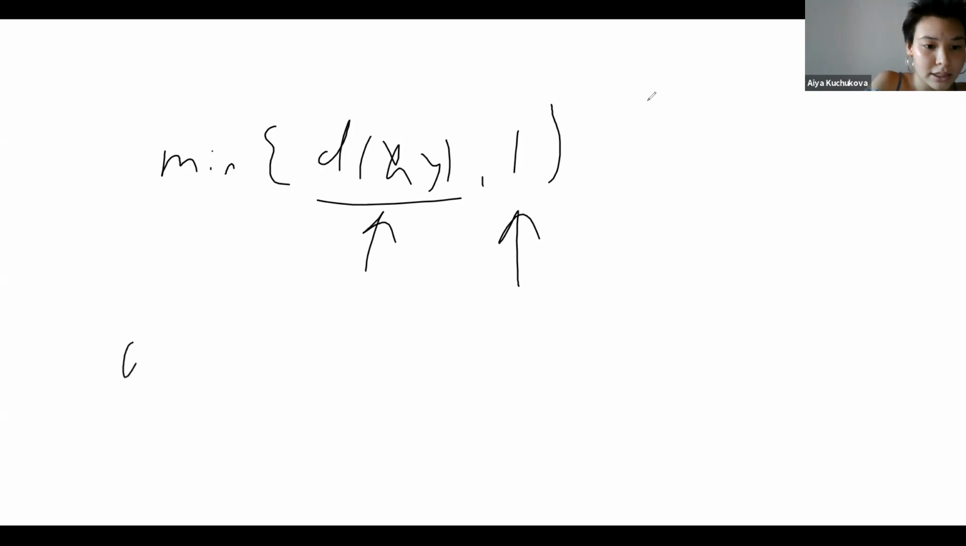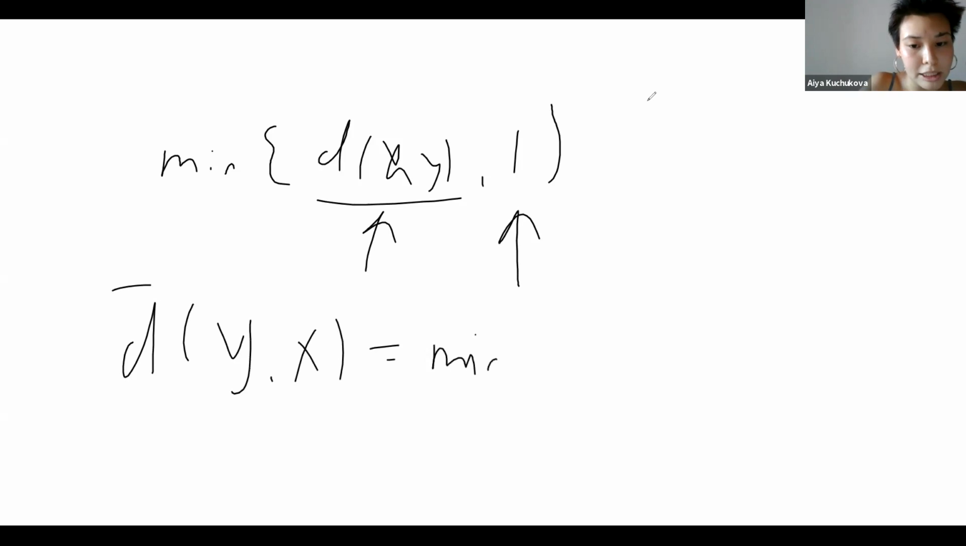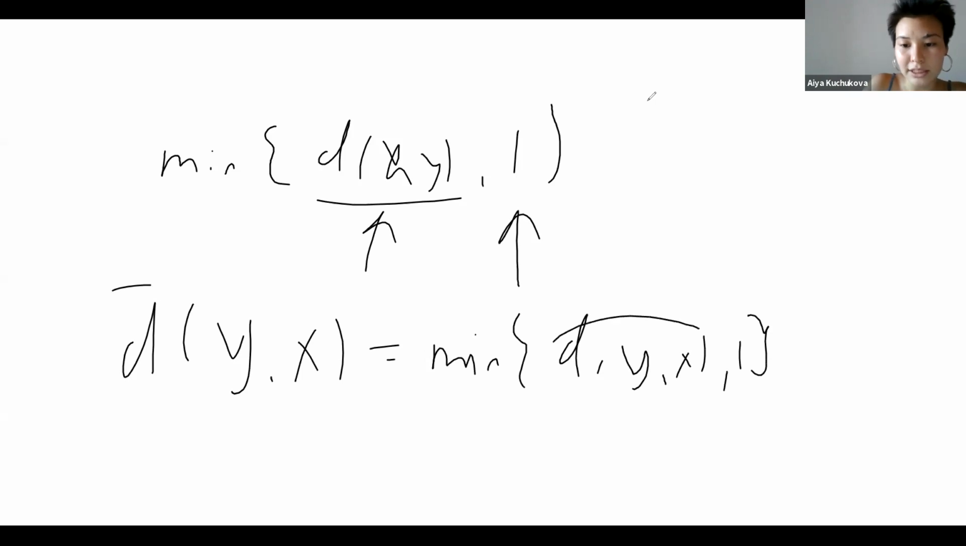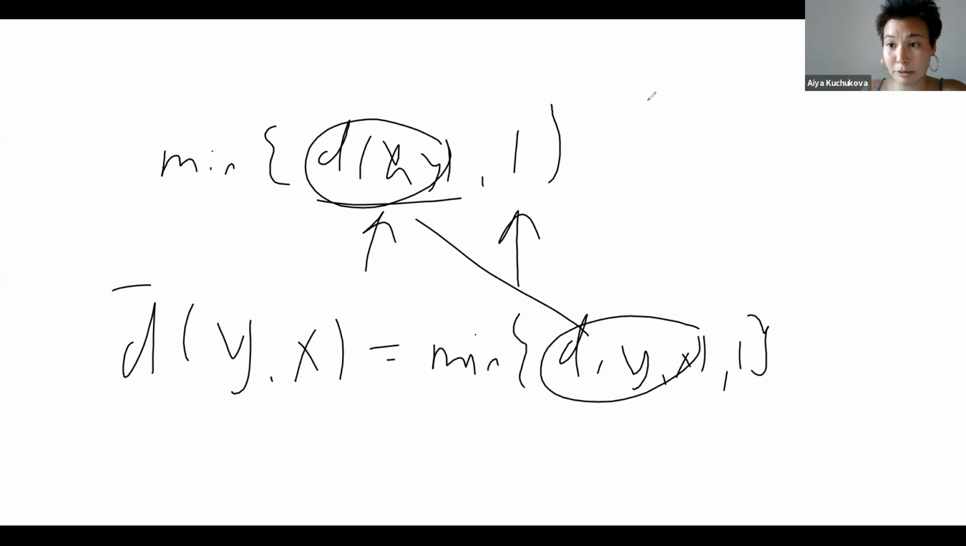Also, d bar yx would be the minimum of dyx and 1. If you recall, dxy and dyx are equal because this is a metric, and so the minimum of them would be equal, of course. So this is equal to d bar xy. Second property done. And then the third property is the triangle inequality.